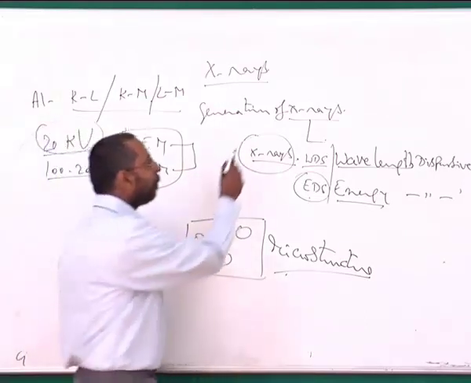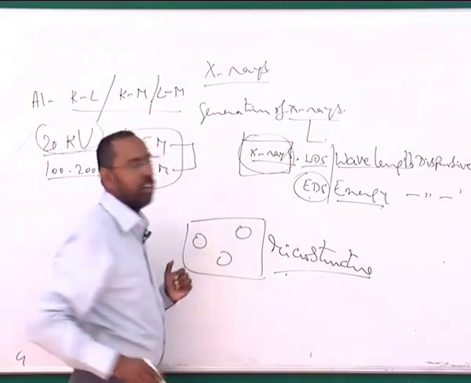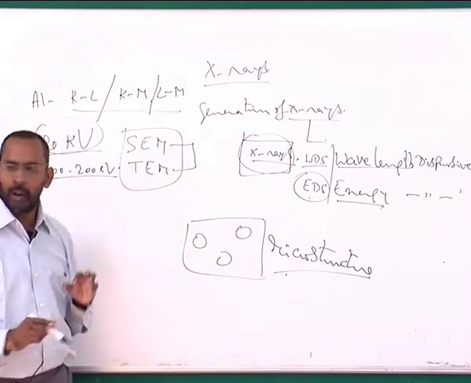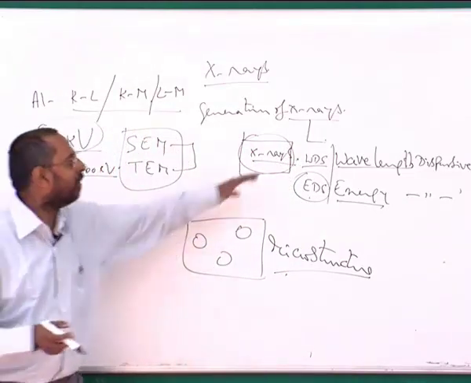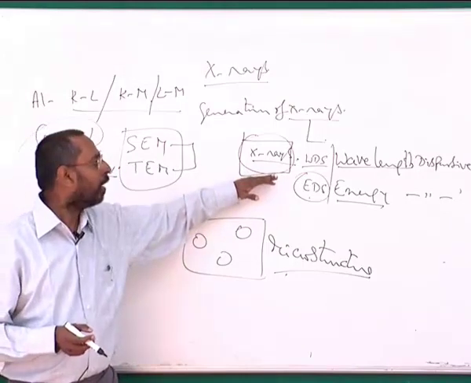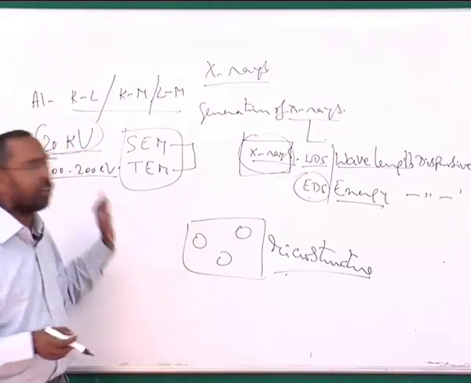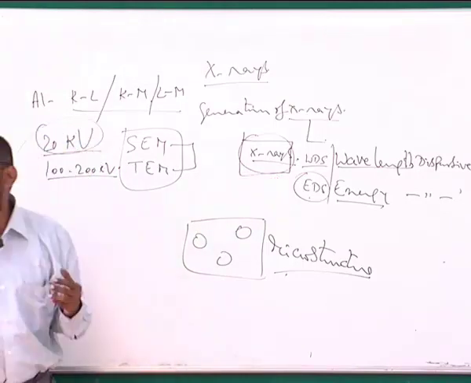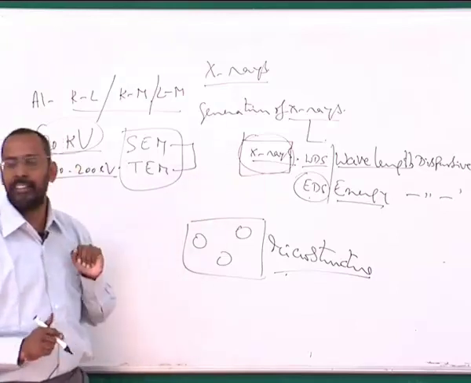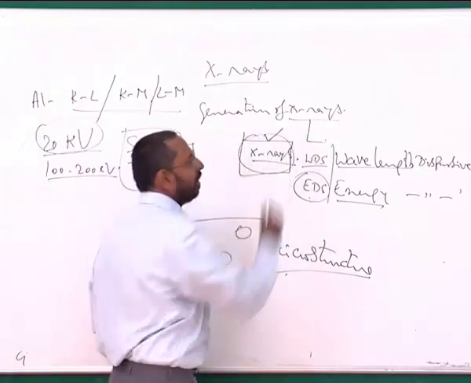So first and foremost, I should be able to generate X-rays. That means I should have some source by which I can generate electrons. Whether you want to use electrons or a laser or whatever it is, to generate these X-rays, X-rays have to be first generated.